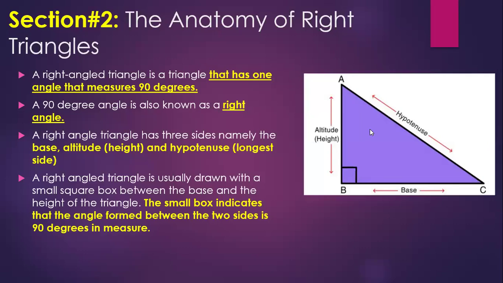Patrick, what are the three sides of the right angle triangle? The base, the height, and the hypotenuse. I think that's how you pronounce it. Yes, the base, the height, and the hypotenuse. Very good. Anaya Monroe, what are the three sides of the right angle triangle? The base, the altitude, height, and hypotenuse.